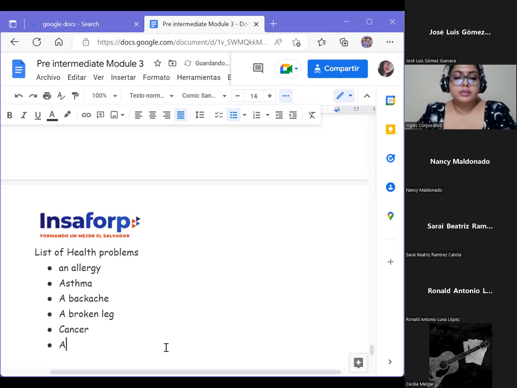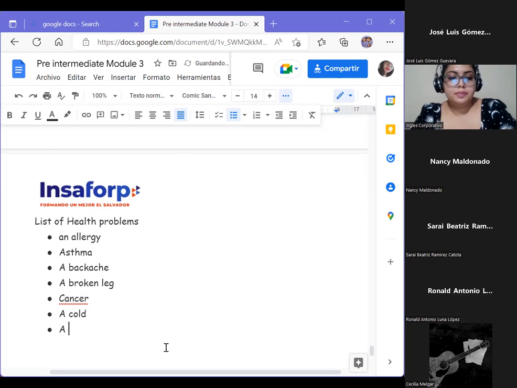Then we have a cold. It's a common viral infection which causes mucus to run from the nose, gives a sore throat, and often includes sneezing. Una gripe, ¿verdad? Una gripe común, que es una infección viral común que causa mocos que salen por la nariz, que nos da una garganta irritada, sore throat, y que en muchos de los casos incluye estornudo.